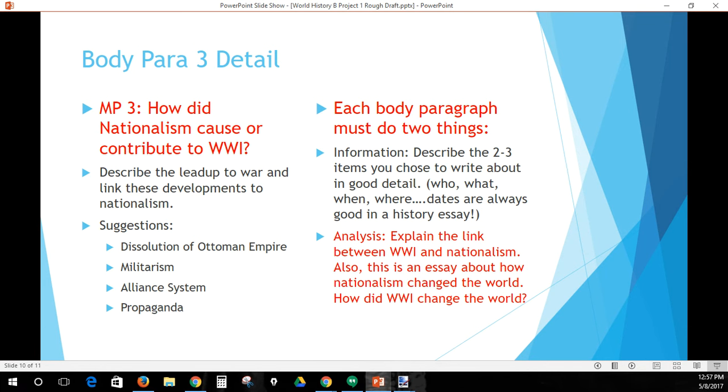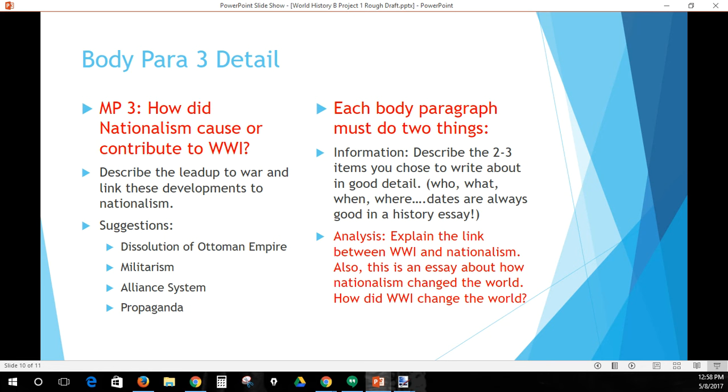Now, again, in your World War I paragraph, you need to provide information and analysis. Talk about these things: militarism, alliance system, propaganda. Give the good detail. Look at Wikipedia. And then next, in 2 or 3 sentences, explain the link between these things and nationalism. How would nationalism cause a country to build up its army, to want its army to be bigger than the other countries around it? Well, remember, nationalism is all about competition.